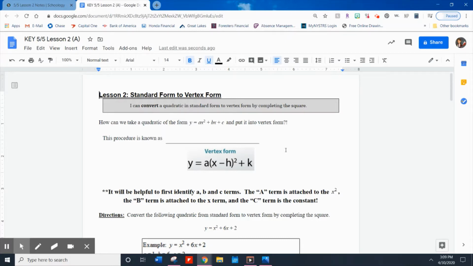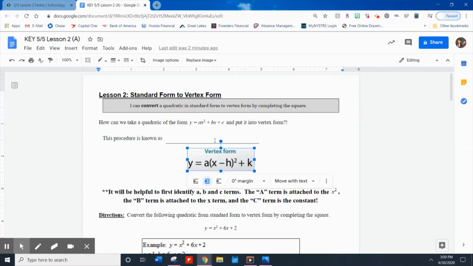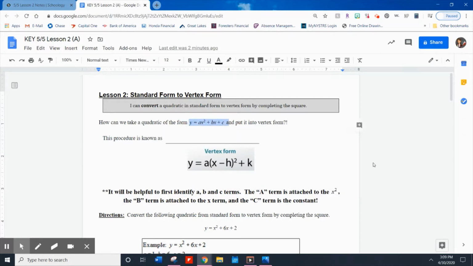So this is a very big concept, and like I mentioned before, it is not going away. So please make sure if you are confused about anything, let me know. It says, how can we take a quadratic of the form y equals ax squared plus bx plus c and put it into vertex form? Vertex form looks like this. So it's just a rearranged version of the same quadratic, just in a different form. It just looks different, okay?